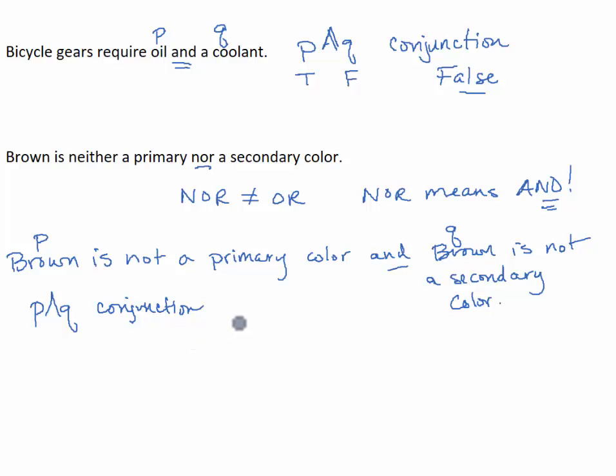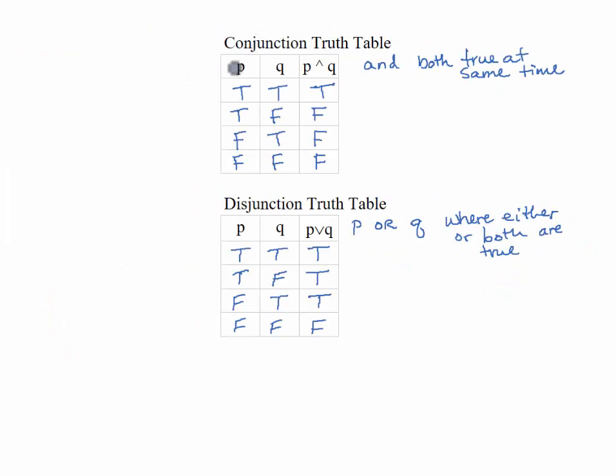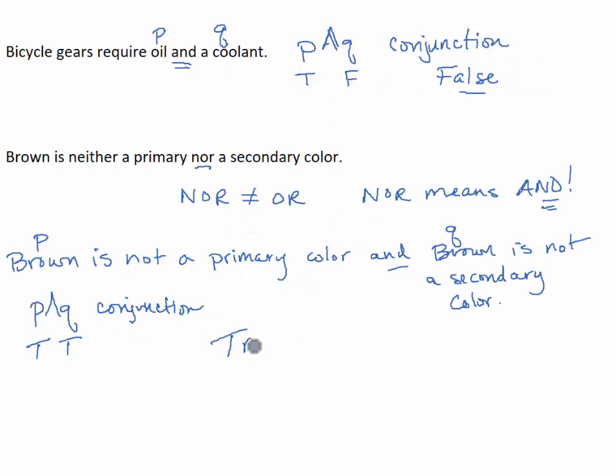So let's determine if it's true or false. Brown is not a primary color. Well, that's true. The primary colors are red, blue, and yellow. Brown is not a secondary color. That's true also, because what are the secondary colors? Orange, purple, and green. Brown is a tertiary color. So when I have a conjunction, true and true, the overall statement, the conjunction, is true. So this would be a true statement.